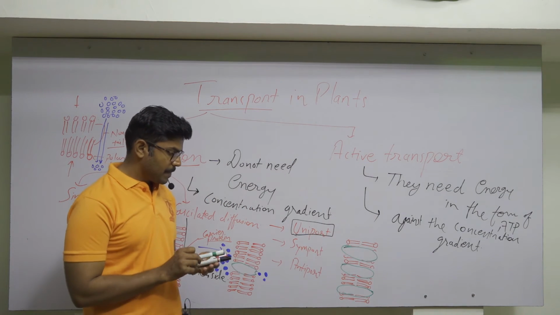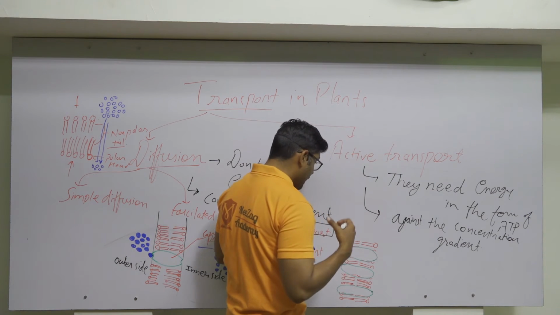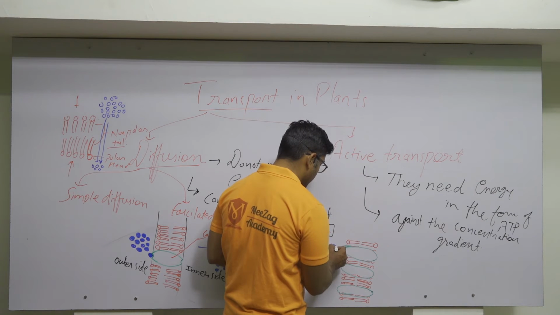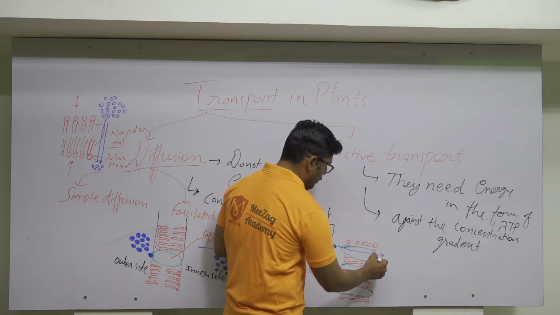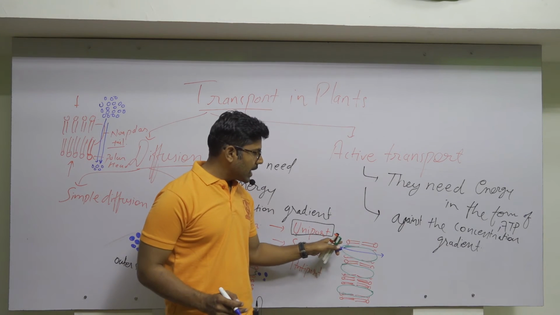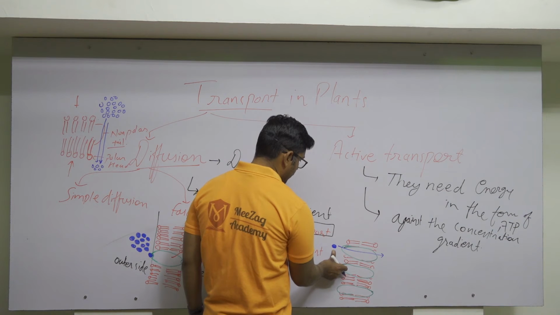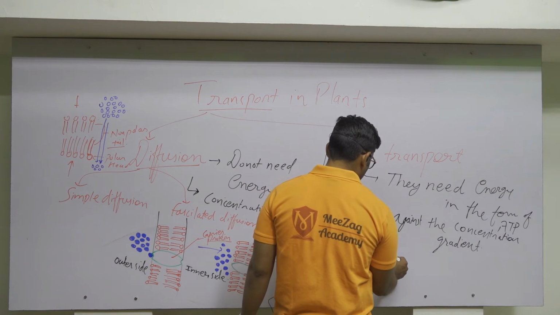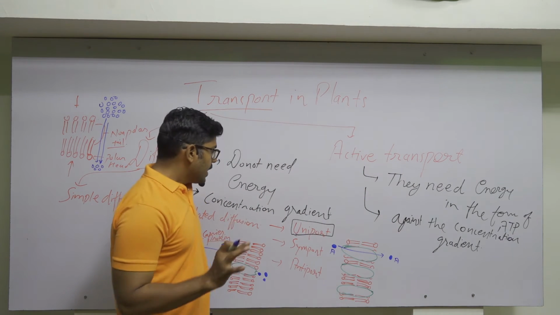If only one molecule is transported and in one direction, okay, so this is molecule A, and it is transported from the outer side to the inner side, in one direction. So that is called uniport. Okay, get it?